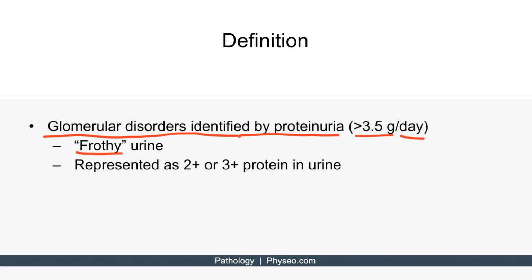Proteinuria can present as frothy urine and may be represented in test questions as 2+ or 3+ protein in urine. This just indicates that there's protein in the urine, and it's not quantitative or correlated to the specific value of greater than 3.5 grams per day. So the quantitative measure is greater than 3.5 grams per day.